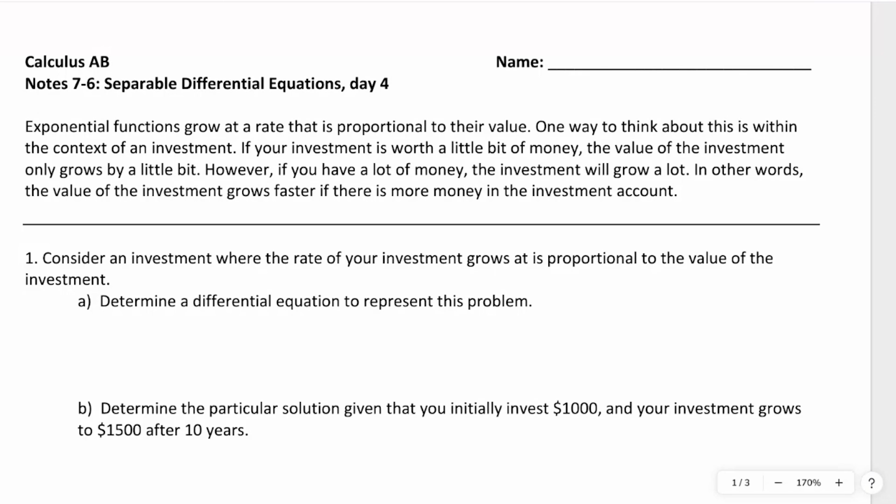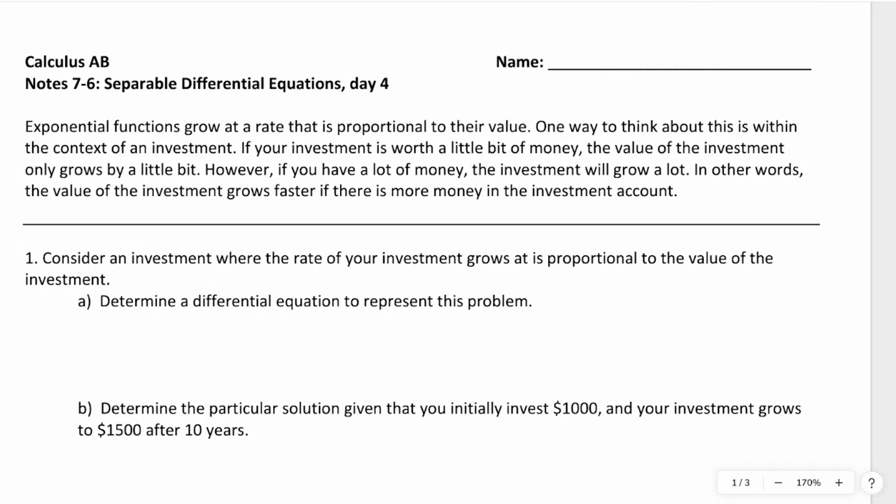Well, there's an old phrase that says it takes money to make money. And that's true in the context of investments, because if an investment is going to grow exponentially, it will grow a lot faster if the investment is bigger. If you invest more money, it will grow faster. If you invest a little bit of money, it'll grow by a little bit. That is because the rate of growth is proportional to the value in an exponential function.